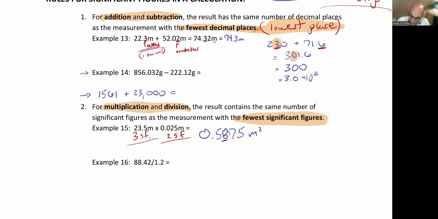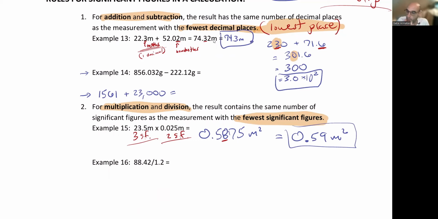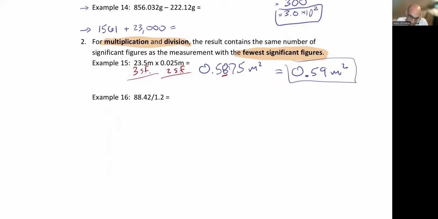So I'm going to underline that 8.5. That 8 rounds up to 0.59 meters squared. There's my final answer. Okay. So give those 2 examples a try as well as 16. We'll take a look at them in class. All right, moving on.